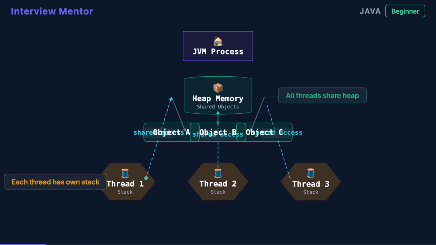A process is an independent execution unit with its own memory space. When you run a Java application, the JVM itself is a process. Inside that process, you can have multiple threads, which are lightweight execution units.